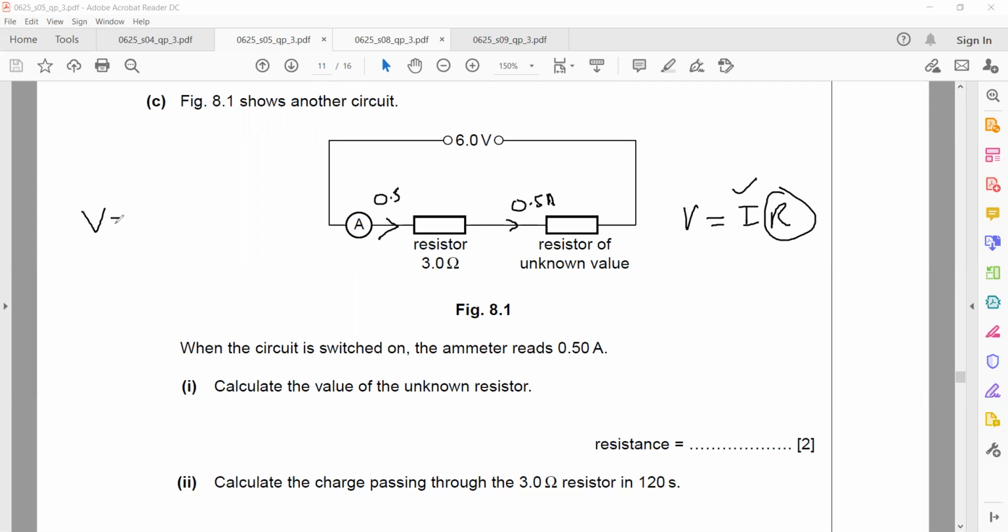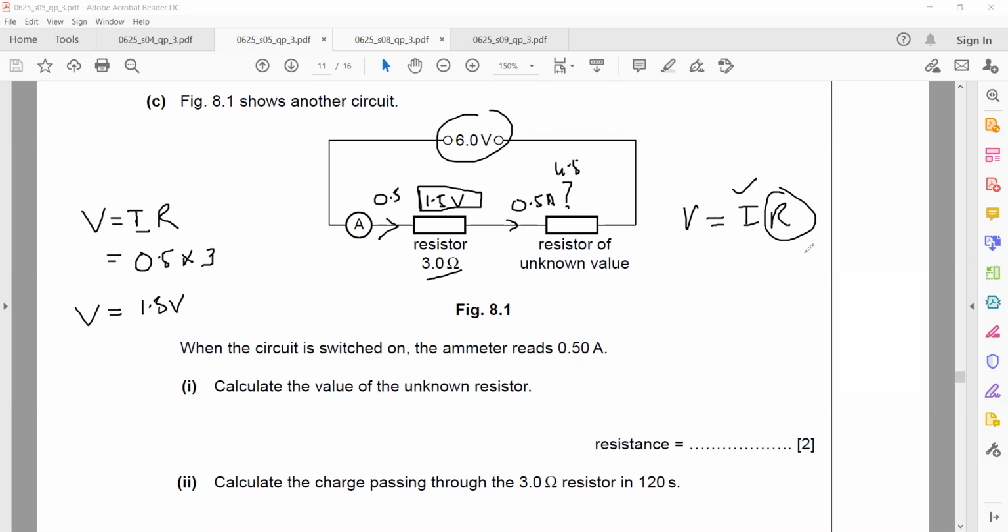How can I find it? V equals IR. The current is 0.5 and the resistance is 3. So 0.5 multiplied by 3 is equal to 1.5 volts. The total voltage of the circuit is 6, but the voltage across the 3 ohm resistor is 1.5. If 1.5 volts out of 6 is across the 3 ohm, how much voltage is there across the unknown resistor? That is equal to 4.5.